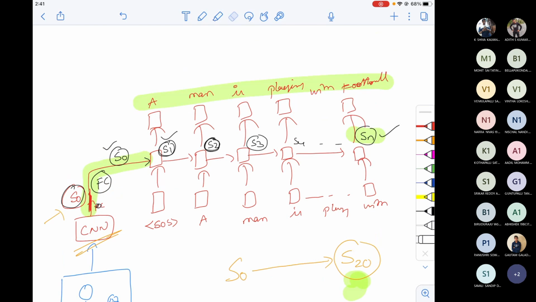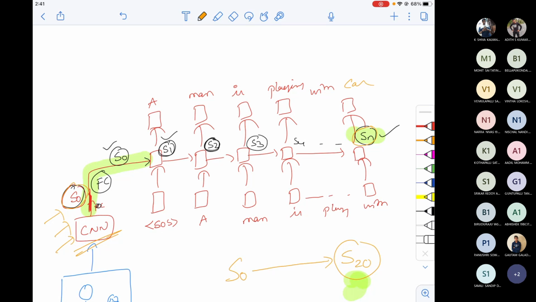Then by this time you reach here, instead of saying a man is playing with football, it says a man is playing with some car, because S0 keeps on transforming, and by the time it reaches SN, the system could not understand any abstract representation given from CNN, which is very bad. Now, how do we solve this problem?